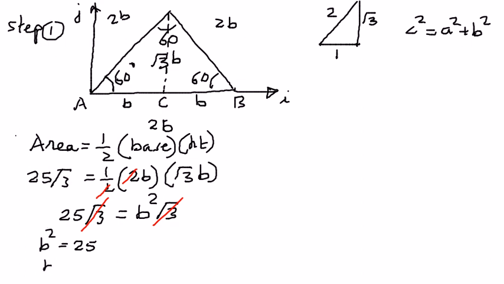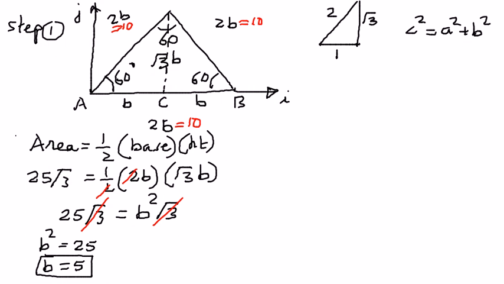Therefore, the value of b is going to be equal to 5. Since the value of b is equal to 5, the value of 2b is going to be equal to 10, twice of that. The value of this is going to be 10. So therefore, each side of an equilateral triangle is going to be equal to 10 units, right?